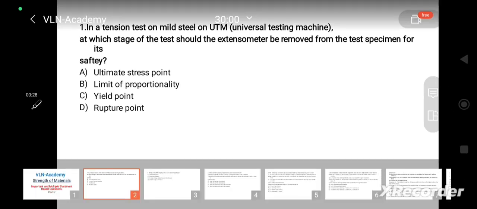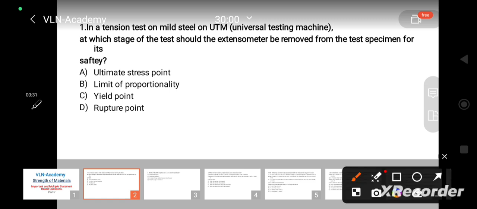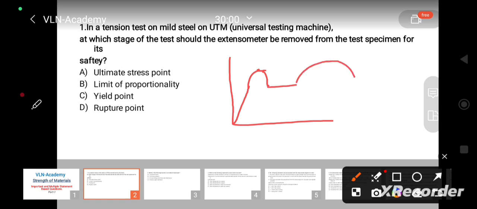Okay, for this we have to see the curve for mild steel. Up to here is the proportionality limit, then after it will be the elastic limit, and then there will be an upper yielding point and a lower yielding point. From here to here it will be yield, and after that it reaches the ultimate point and it breaks. This is the upper yield point, this is the lower yield point.